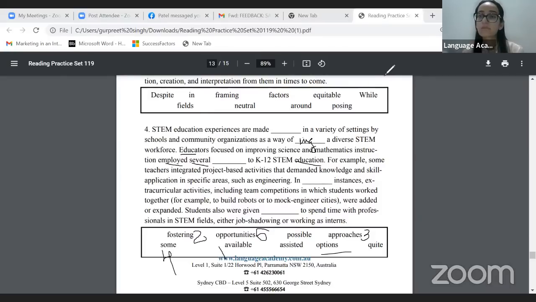Any questions or confusions, anybody, before we wind up? So these were all the questions that we had to do today, and I hope you would have noted down the things you are learning, you are writing, so that you can be revising later on.